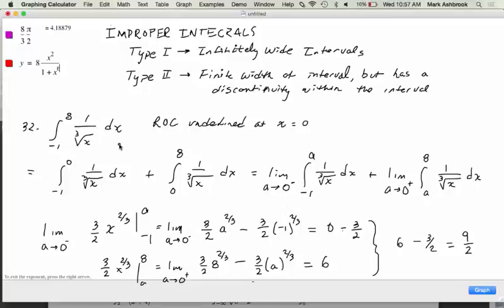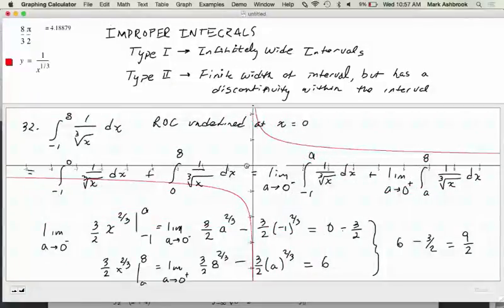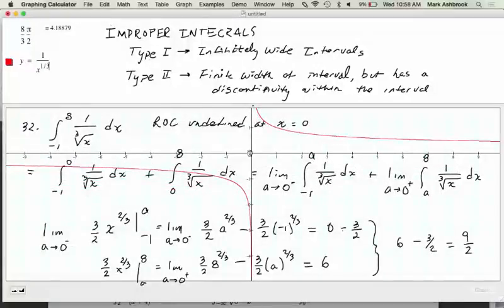So from 0 to negative 1, we had an amount of decrease in the quantity of 3 halves, and then from 0 to 8, we had an increase of 6. So the overall change would be 6 minus 3 halves, or 9 halves. Let's look at the graph and see if we can confirm that. The rate of change graph, 1 divided by x to the 1/3. From negative 1 to 0, we see the rate of change is negative, so we had an amount of decrease of negative 3 halves of our quantity. And from 0 to 8, our rate of change is always positive, so we have this amount of increase of 6. The total change was this negative amount plus this positive amount, or 9 halves.